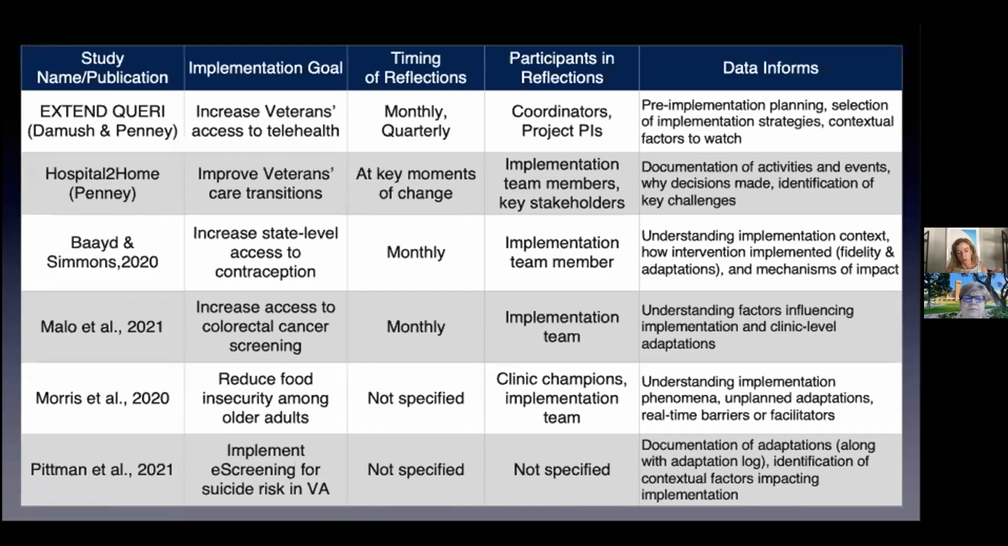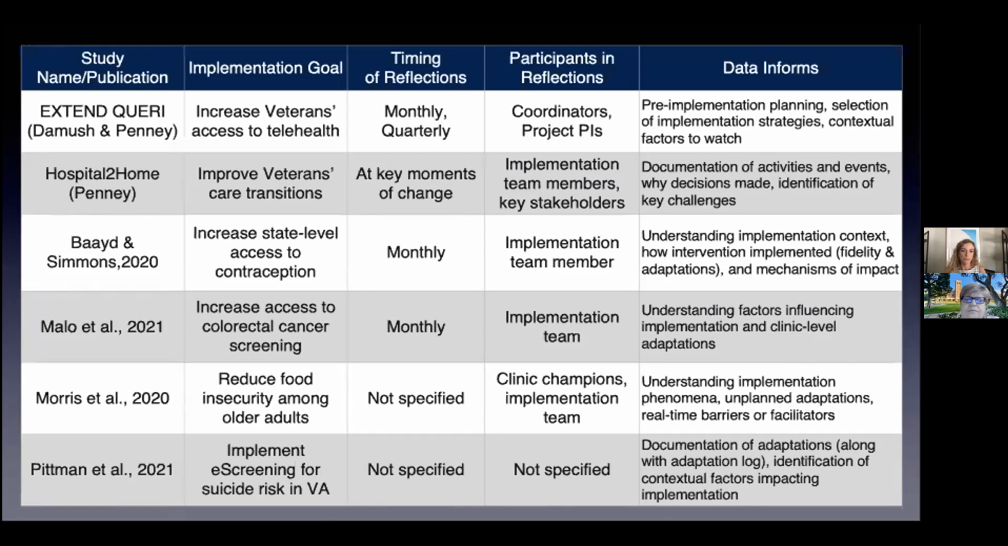There's a beautiful new protocol from Baden Simmons on state level access to contraception in Utah. It's a great protocol if you're interested in looking at protocol papers. It's a really lovely example of integrating qualitative and quantitative work in that kind of a state level program. And they're using reflections to look at implementation context and how the intervention was implemented. So they're looking specifically at fidelity and adaptations. And they're also trying to use them as part of looking at their mechanisms of impact, for understanding how things worked in different settings. So I thought that was fascinating. I'll be really looking forward to seeing their results.